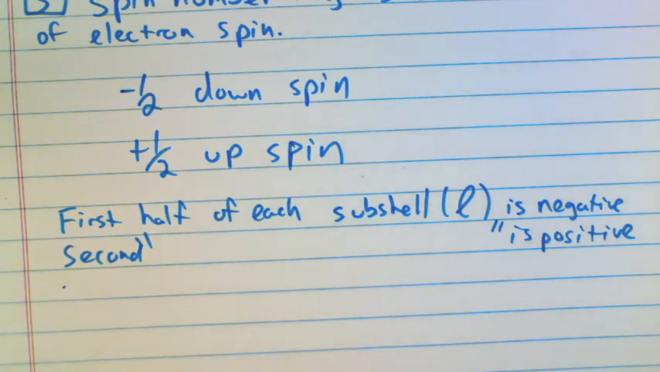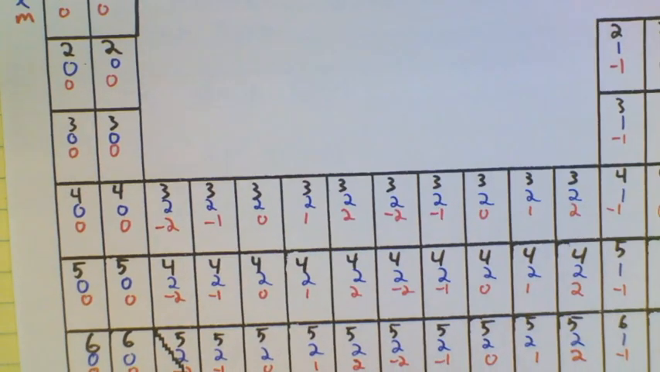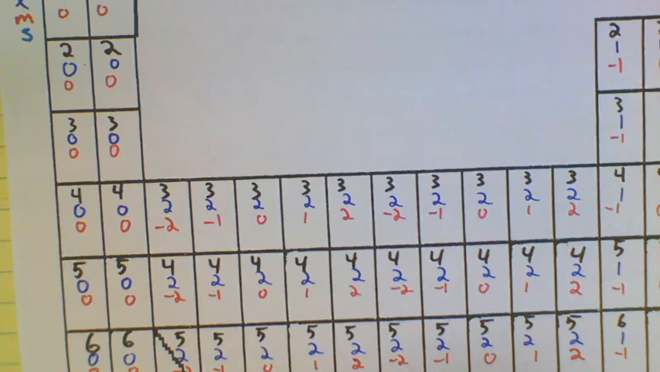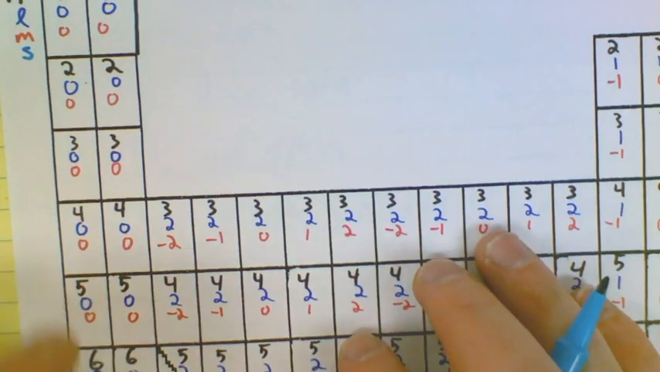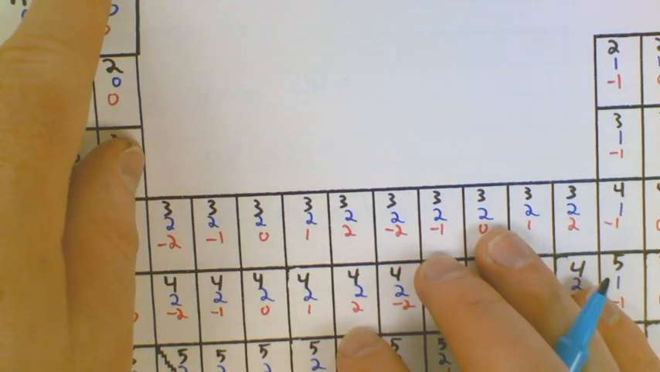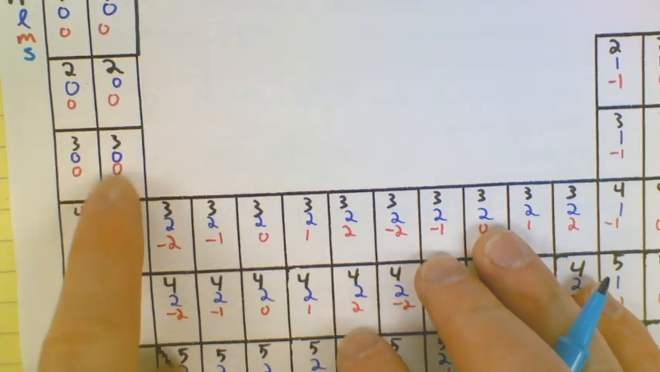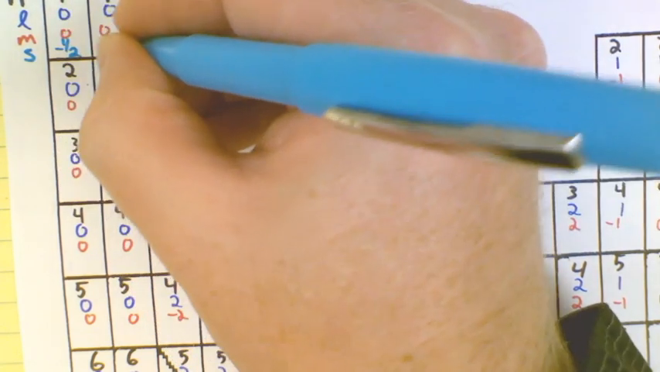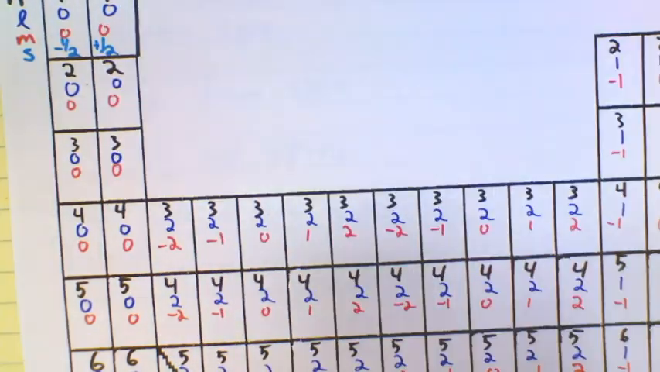Okay, let's go ahead and put those values on our table. It's going to get a little crowded now. So we have our S value in here. Whenever you have your L values, just split it right in half. The first half is negative 1/2. The second half is positive 1/2.